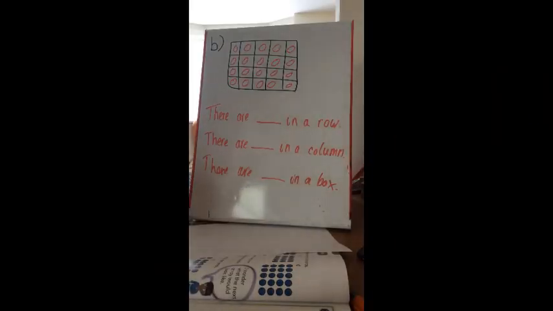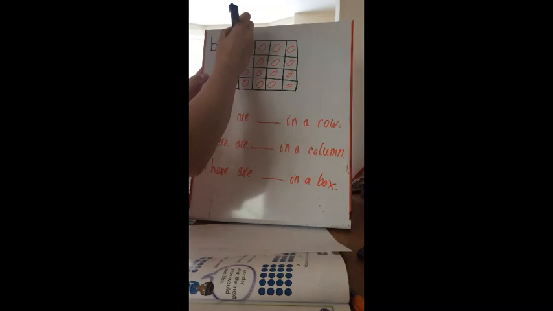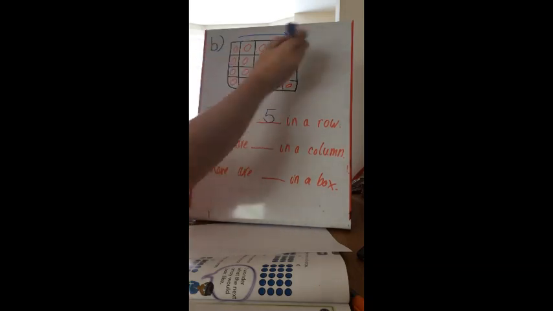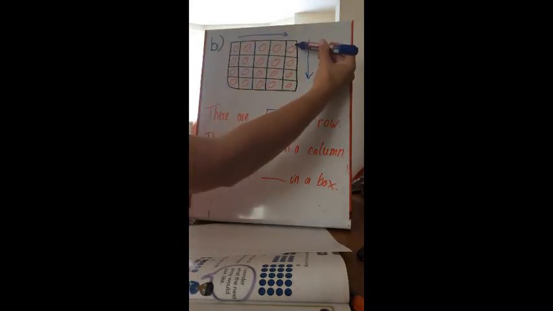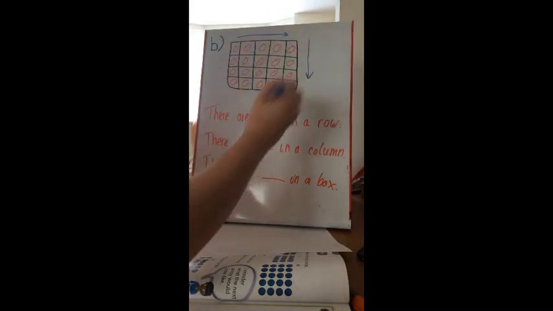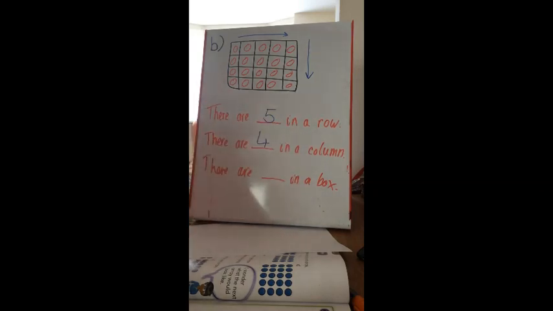Let's have a try with B, and please excuse my very messy writing. It's not very good writing at all, is it? So let's have a look. It wants to know how many there are in a row across the river. So let's have a count. 1, 2, 3, 4, 5. There are 5 in each row. How many are there in each column? The column goes down, so let's count. 1, 2, 3, 4. There are 4 in each column.